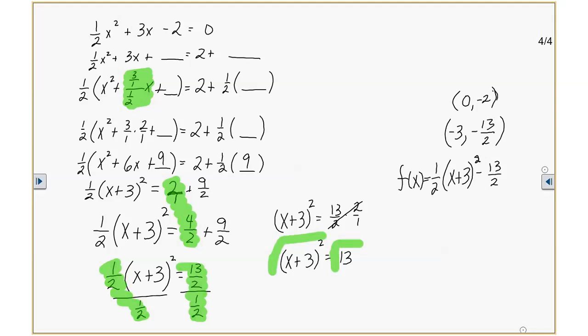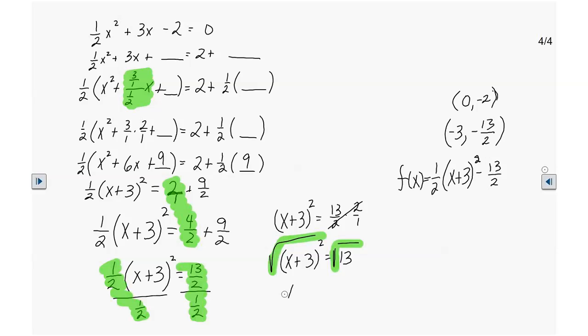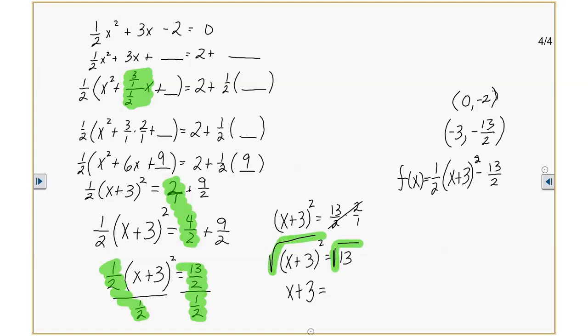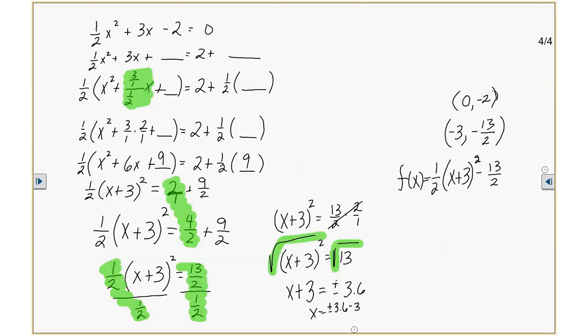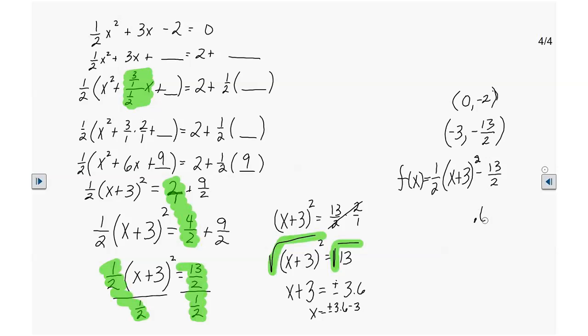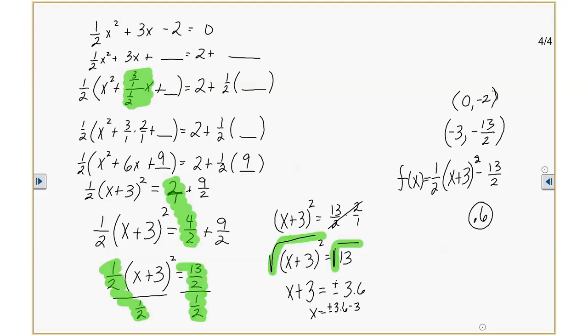Okay, so the square root of both sides: x plus 3 is equal to the square root of 13. The square root of 16 is 4, so I'm going to say it's 3.7. What is it? 3.6. So x is equal to positive or negative 3.6 minus 3. What's 3.6 minus 3? 0.6. That's one x-intercept. And the other, you owe somebody $3.60, you owe them $3, you owe $6.60.